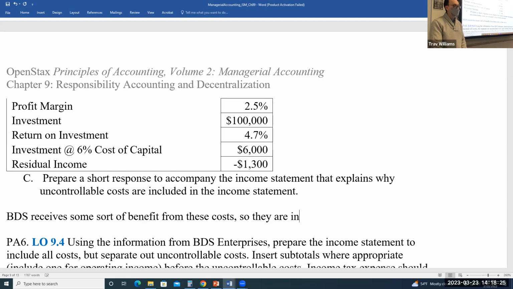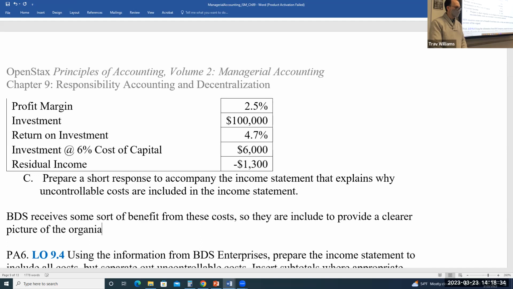So they are included to provide a clearer picture of the organization's performance. Again, you can dispute that perspective, but that's not what we were asked to do. We were asked to explain why they're included. Any questions?